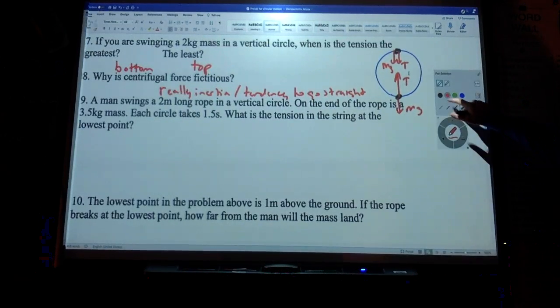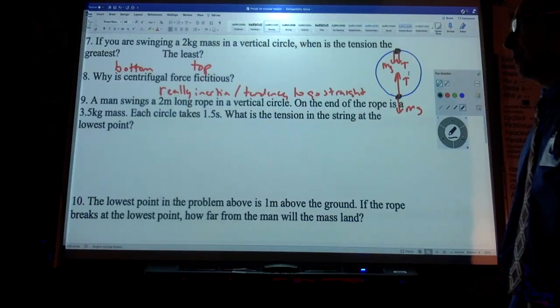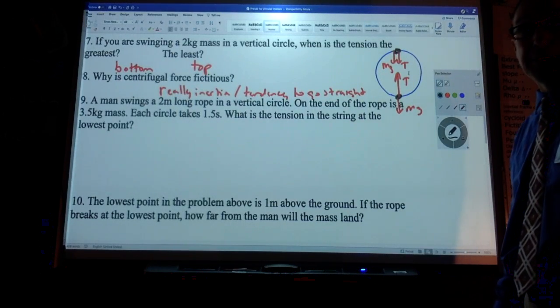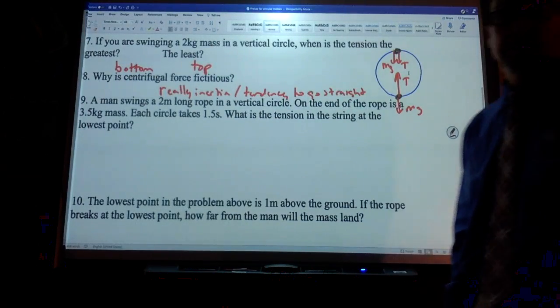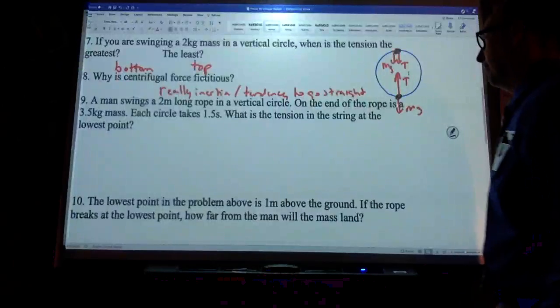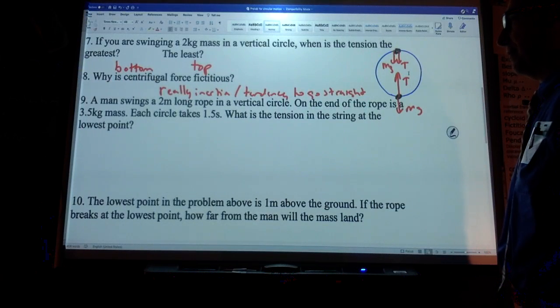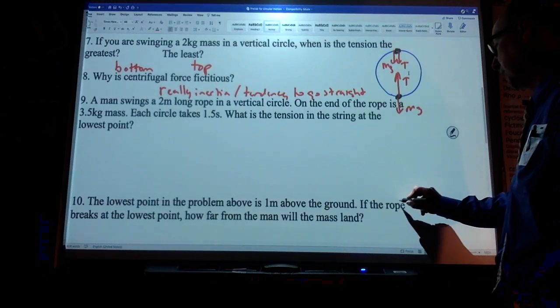All right, so let's do a problem. We're going to have a man swinging a 2-meter long rope in a vertical circle. Hopefully he's standing on top of something because that's going to be a very long circle, right? On one end of the rope is a 3.5 kilogram mass. Each circle takes 1.5 seconds. What's the tension in the string at the lowest point?